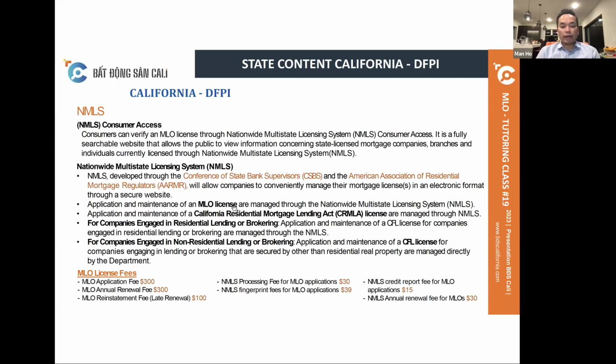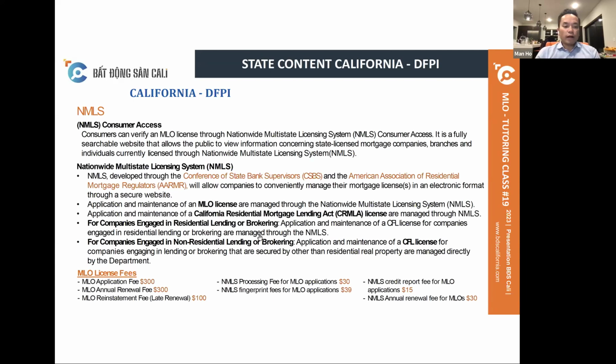Application and maintenance of an MLO license are managed through the NMLS. Application and maintenance of a California Residential Mortgage Lending Act license are managed through NMLS. Also, for a company engaging in residential lending or brokering, application and maintenance of a CFL license are managed through NMLS. So NMLS manages three separate types of licenses: the MLO license, the CRMLA license, and the CFL license.